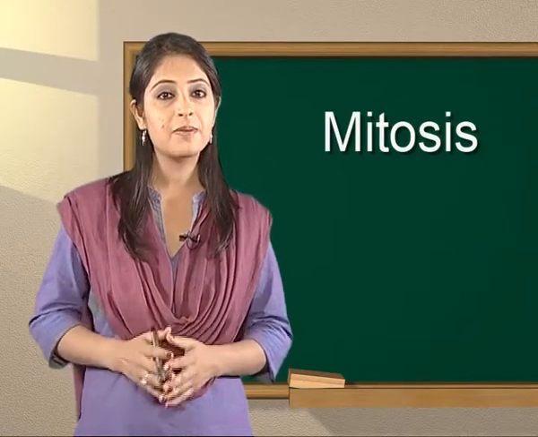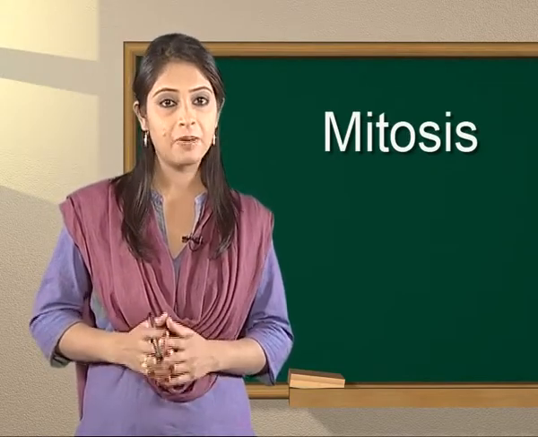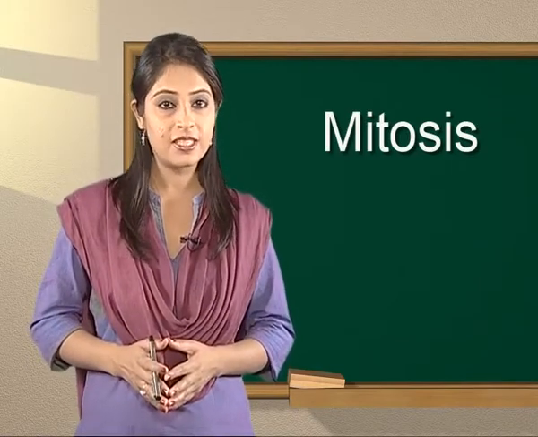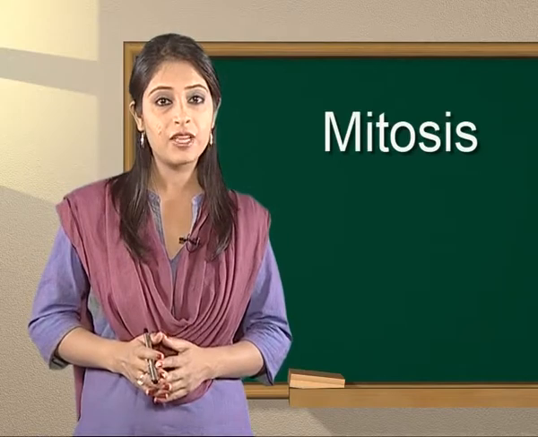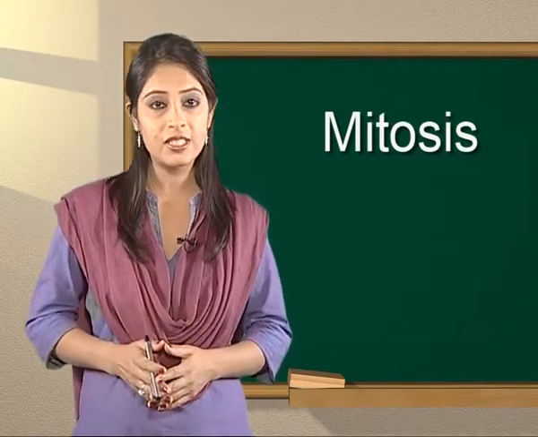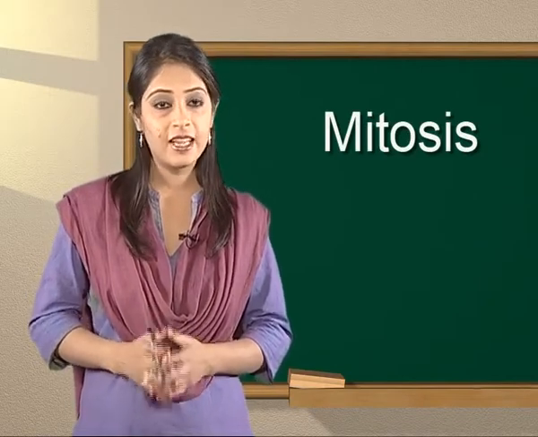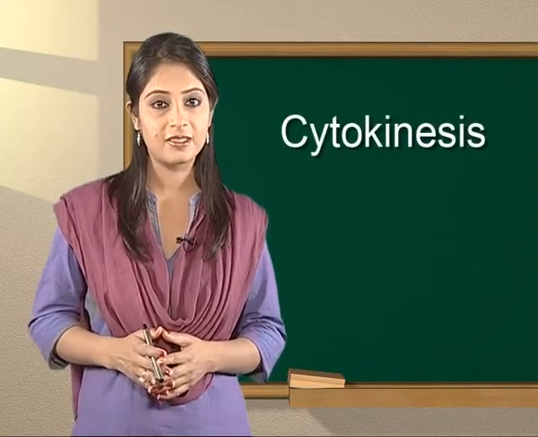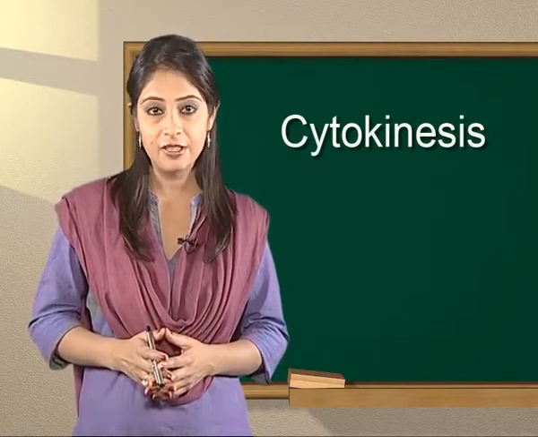Now, cytoplasmic material has to divide to generate daughter cells. For this, in plants, a new cell wall is laid down, thus generating two daughter cells. In animal cells, the old cell membrane pinches off in the middle to form two new daughter cells. In both cases, at the end of cytokinesis, there are two distinct daughter cells. This division of the cytoplasm is called cytokinesis. I hope now you will be able to identify various stages of cell division.